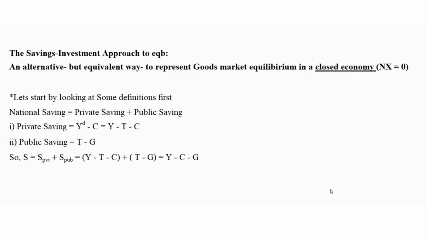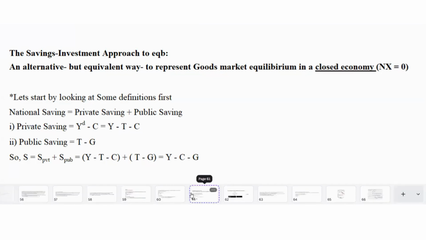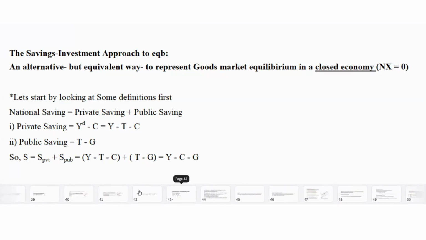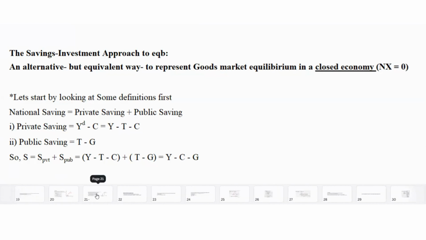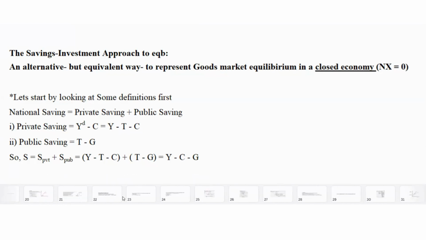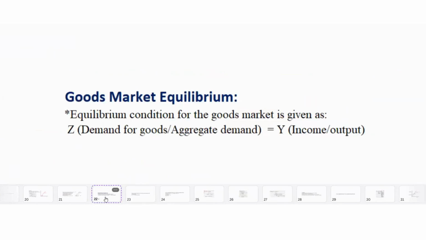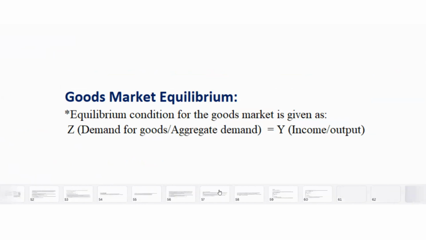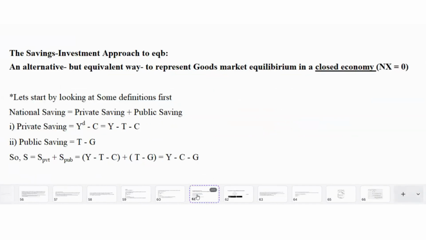So far, we looked at that goods market equilibrium in a closed economy is given as Y is equal to Z, where Z is C plus I plus G plus NX. If we go back a bit, we talked about this over here, right? That equilibrium condition for the goods market is given as Z is equal to Y, where Z is demand for goods, Y is output or income.